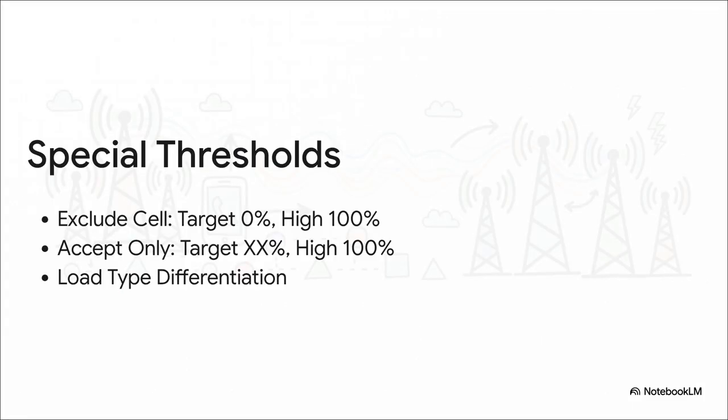Engineers can actually do some really clever things with these parameters. For example, if they set a cell's target load to 0% and the high load to 100%, they effectively completely exclude that cell from load balancing altogether. Or, if they set the target to a normal value but leave the high load maxed out at 100%, that cell basically becomes a sponge. It will happily accept offloaded users from all its neighbors, but it will literally never offload its own users. It just gives network operators this incredible, granular control over how traffic flows through their systems.